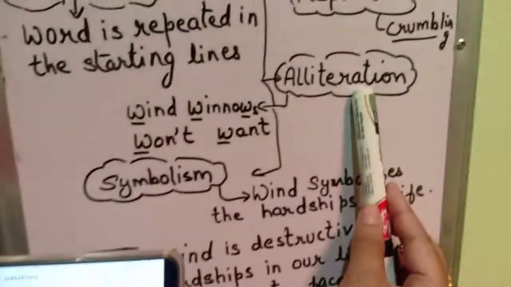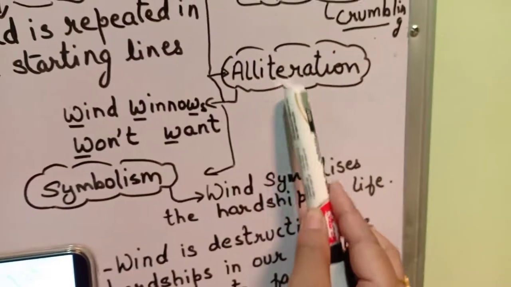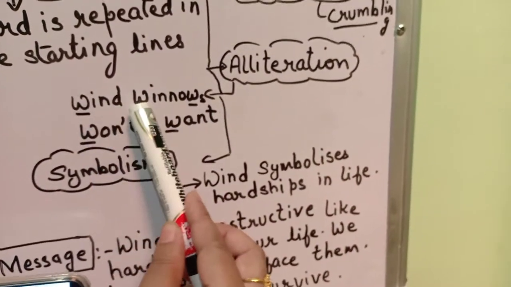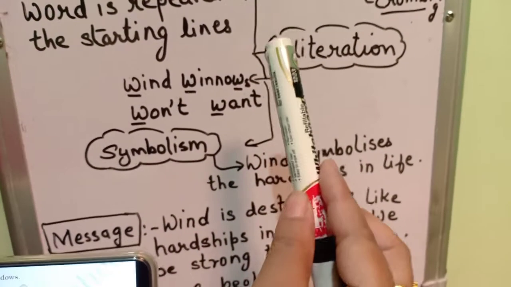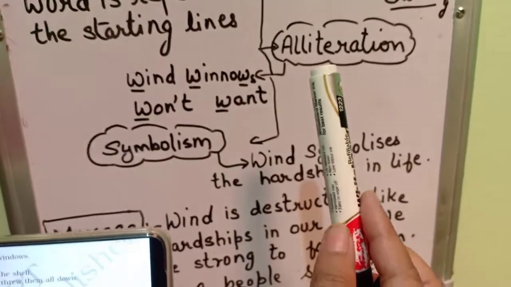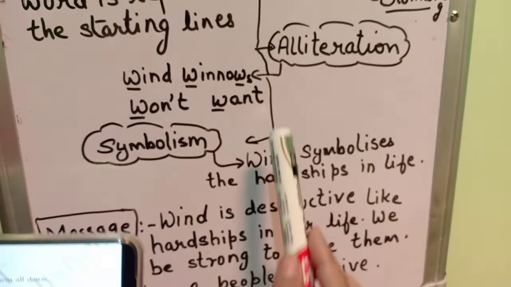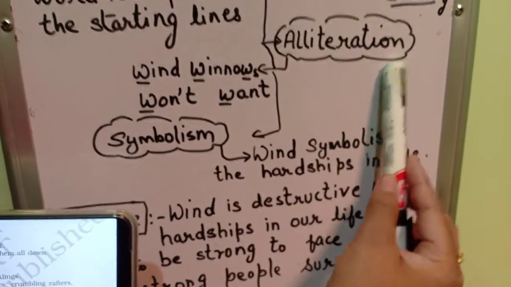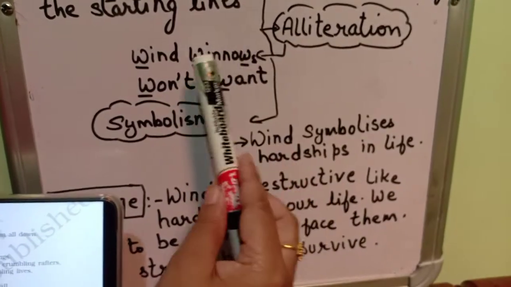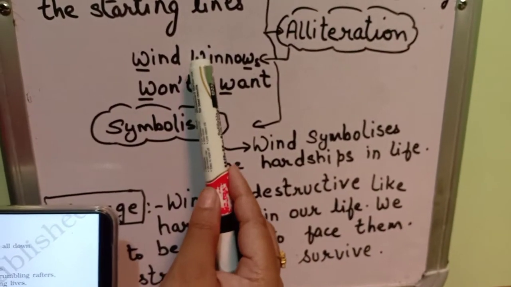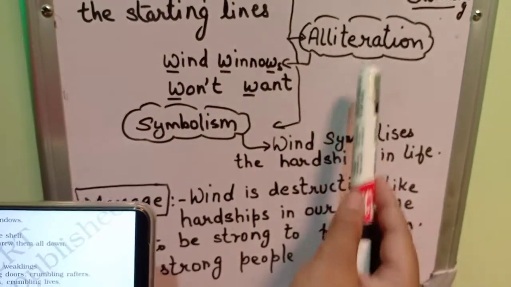Then there is alliteration. Now what is alliteration? Alliteration is a poetic device, the repetition of consonant sounds. You people, I think you know what consonants are. Means there are vowels A, E, I, O, U and the rest of the alphabets are consonants. So when there is repetition of consonant sounds, then the poetic device alliteration is used. Like wind, winnows, won't, want. So the consonant W is again and again used. So here it is alliteration.